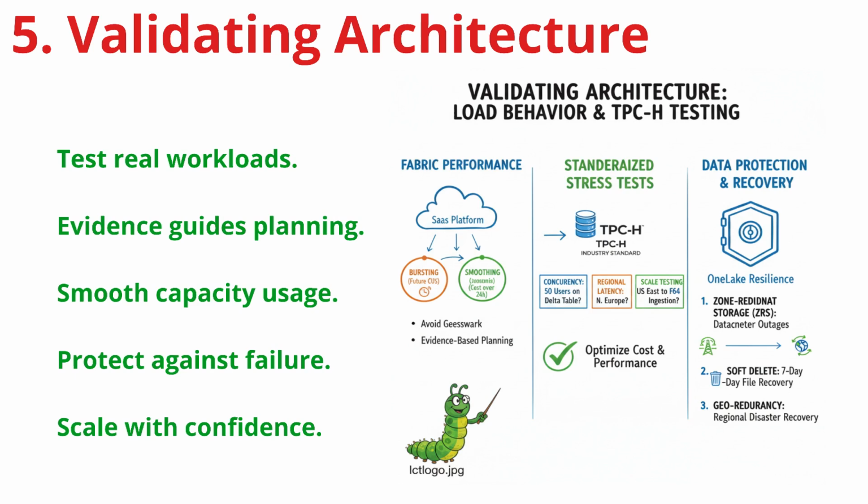By simulating a complex corporate environment, we can run repeatable stress tests. We look at concurrency. What happens when 50 users hit one table? We check regional latency between global data centers, and we perform scale testing to ensure your investment provides a linear boost in speed. Finally, we build for resilience. OneLake protects your data with zone-redundant storage against local outages, soft delete for quick 7-day file recovery, and geo-redundancy to safeguard against major regional disasters. It's evidence-based planning that ensures your architecture is both performant and protected.